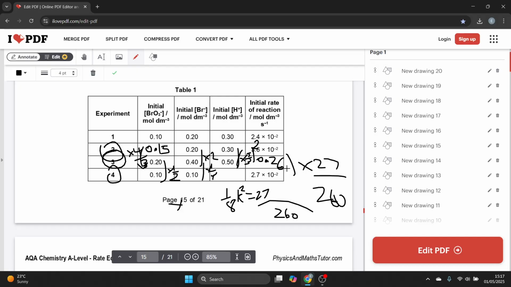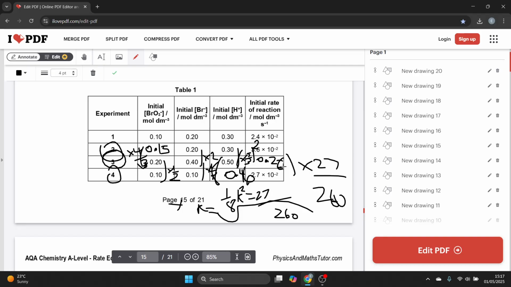So you get 27 over 260 times by 8, square root your answer, and then do 0.50 times by answer, 0.46. But in this case, you had to square root your answer, because that is k. You know what I mean?